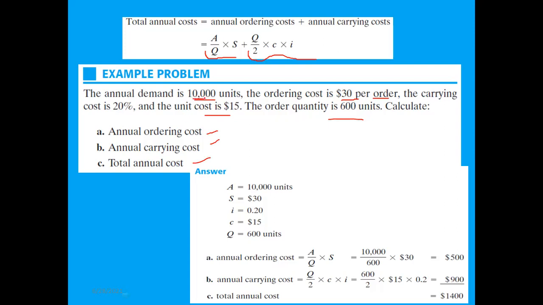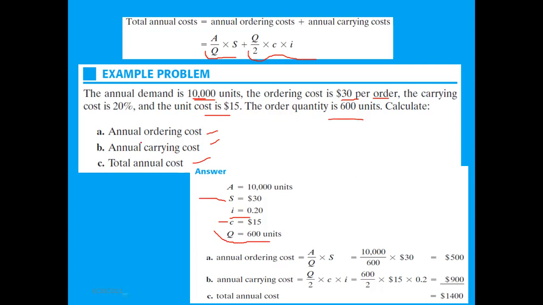A is equal to 10,000 units. What is the ordering cost? S is equal to $30. The carrying cost is 20%, that is, I is equal to 0.20. Now the unit cost C is equal to $15. The order quantity is 600 units, therefore Q is equal to 600.